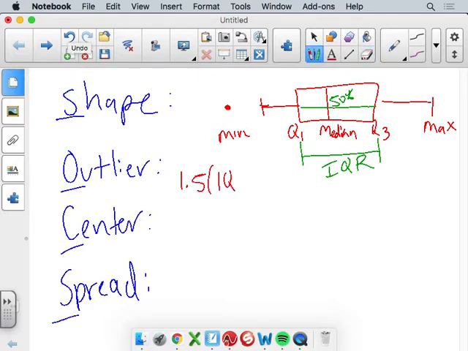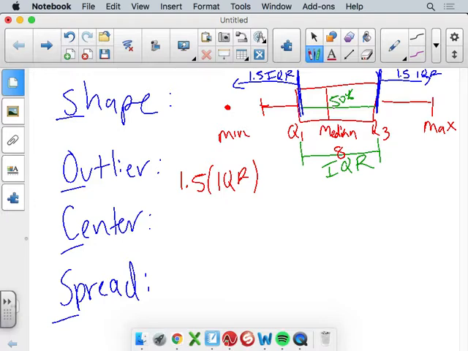Alright, 1.5 times the IQR. Then I take that from the Q1 and go 1.5 IQR less than it, and from the Q3 I go the same amount above, giving myself a range. If I'm below that or above it, then I'm considered an outlier. So let's say this was an interquartile range of 8.